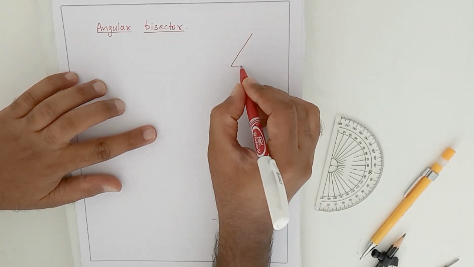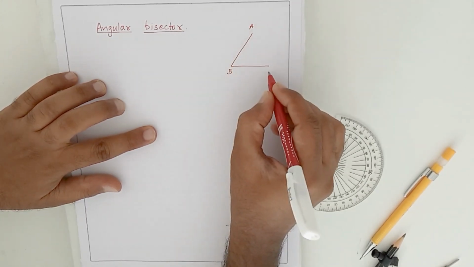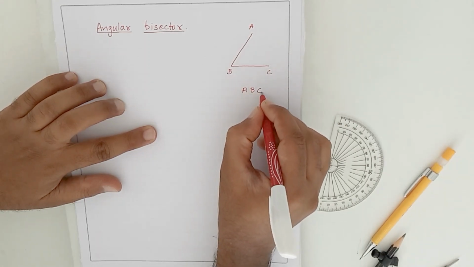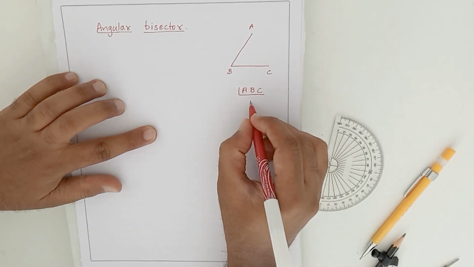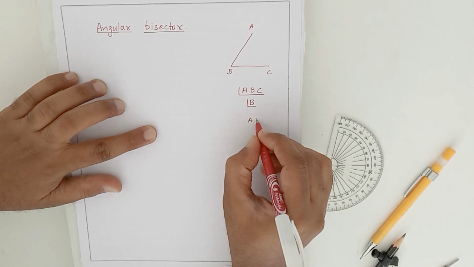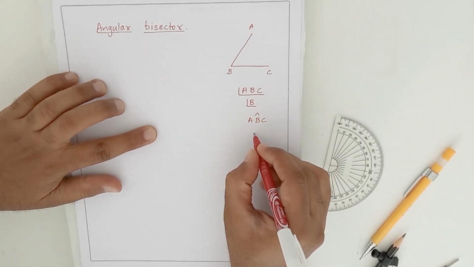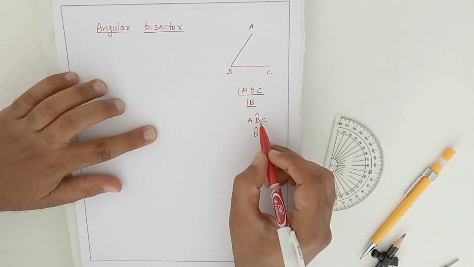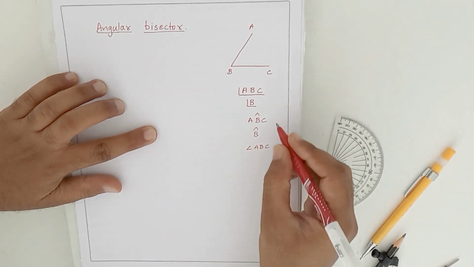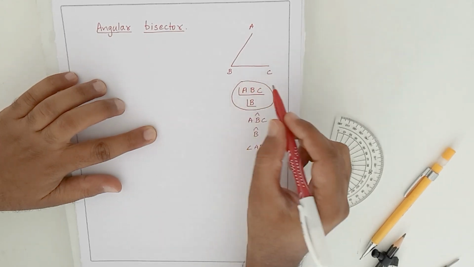Consider this particular angle. I'll call this A, I'll call this B, and then I'll call this C. This is angle ABC, or you can just call it angle B. Some people prefer writing it like this, or they write angle B. This is also okay. Or some people write angle ABC. All these are the same. I prefer writing like this, that's all.